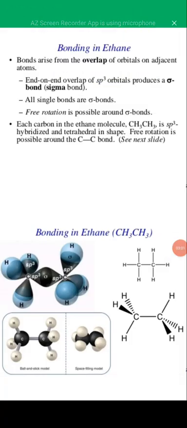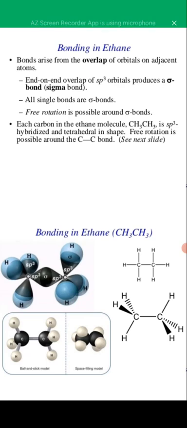Now, bonding in ethane. Let's look at the bonding in ethane. I'm taking my time to give the analysis of all this because it's foundational to really understanding organic reactions. Once you have a good understanding of bond reactions with carbon and other elements, it becomes easy for you to adapt to or understand organic reactions. Now, bonding in ethane, what do we have?